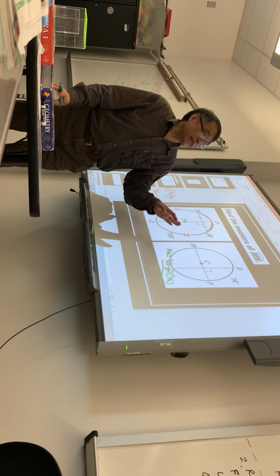Do you understand her, please? MN is this part because it is a perpendicular bisector, so those two are congruent. So 360 minus 2 times 74 divided by 2 is MN or MR. Is that okay? Yeah, good.